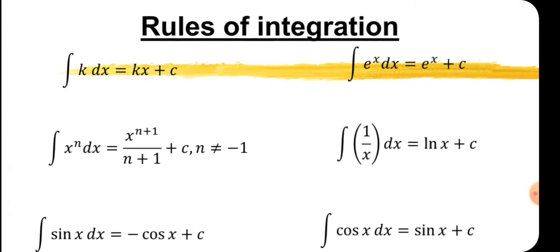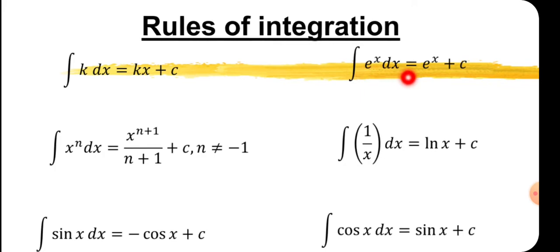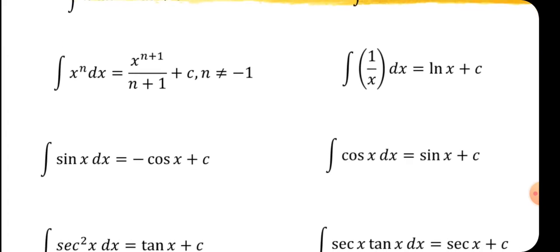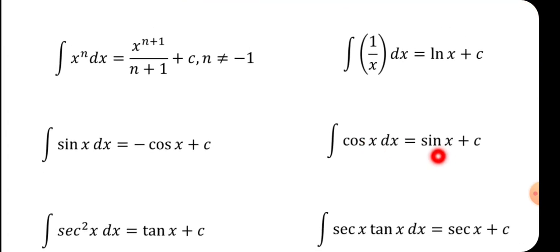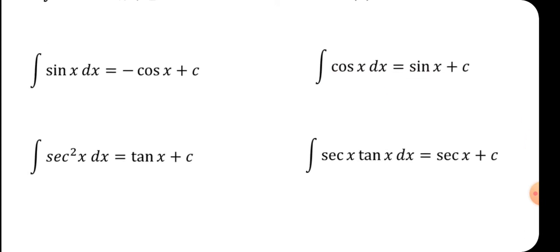And here, integration of e to the power x is the same as e to the power x, because the derivative of e to the power x is e to the power x. Integration of 1 over x is ln x, because the derivative of ln x is 1 over x. Integration of cosine x is sine x, because the derivative of sine x is cosine x. Integration of sec x tan x is sec x, because the derivative of sec x is sec x tan x.